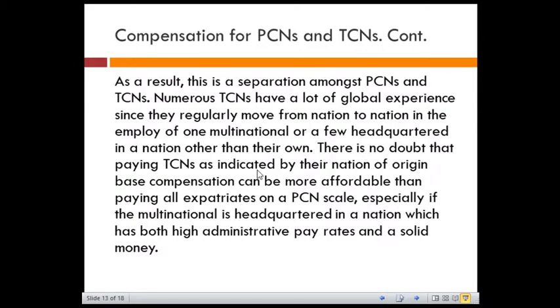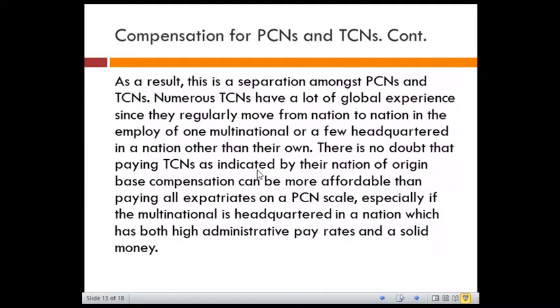So let's move on. This is a separation among PCNs and TCNs. Numerous TCNs, and I'm just abbreviating, have a lot of global experience. They are regularly moved from nation to nation in the employ of one or a few multinationals headquartered in a nation other than their own. So TCNs generally have more experience under their belt because they are accustomed to moving from country to country, dealing with technical tasks, and they would be able to settle down faster because they're accustomed to this line of work.